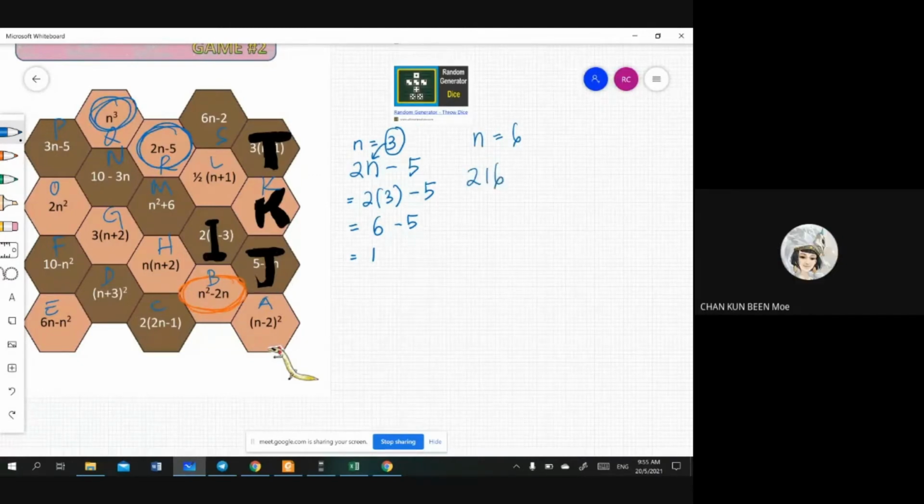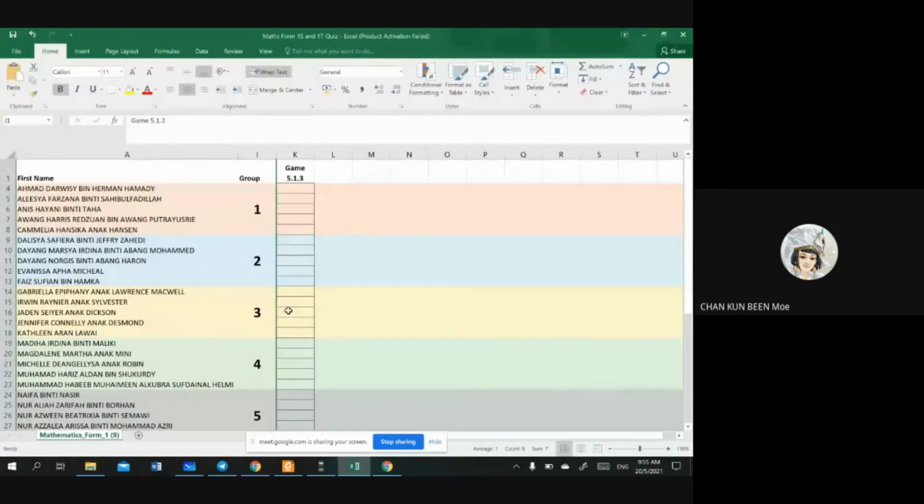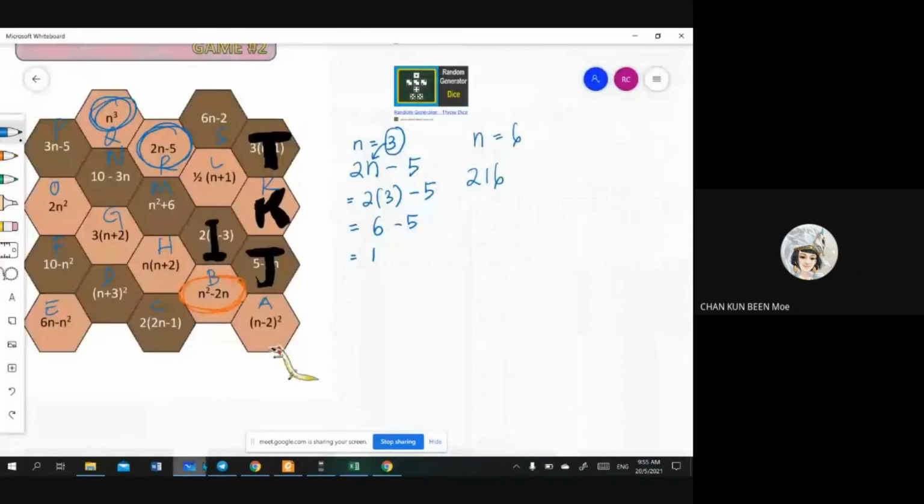216. Correct or not, class? Yes. Good. You earn 1 point. Who is that? Irwin, is it? Irwin. Okay, I jot down on my paper over here because I need to make it fast. Okay, Irwin. Then we continue with the next group.